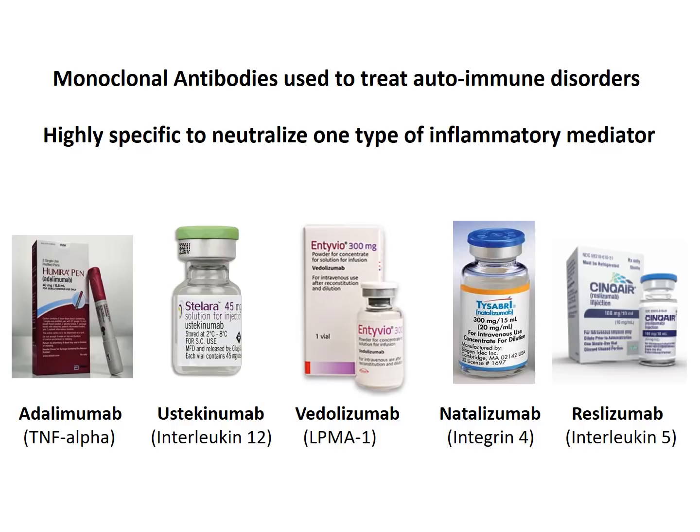So adalimumab, Humira, ustekinumab, Stelara, and you can see the other ones that are on there. These are the antibody. Monoclonal meaning it's going to be a specific antibody which is only going to neutralize one type of antigen. So in the case of Humira, it's only neutralizing TNF-alpha. In the case of Stelara, it's only neutralizing interleukin 12. In the case of Cyrabi, it's only neutralizing integrin 4.